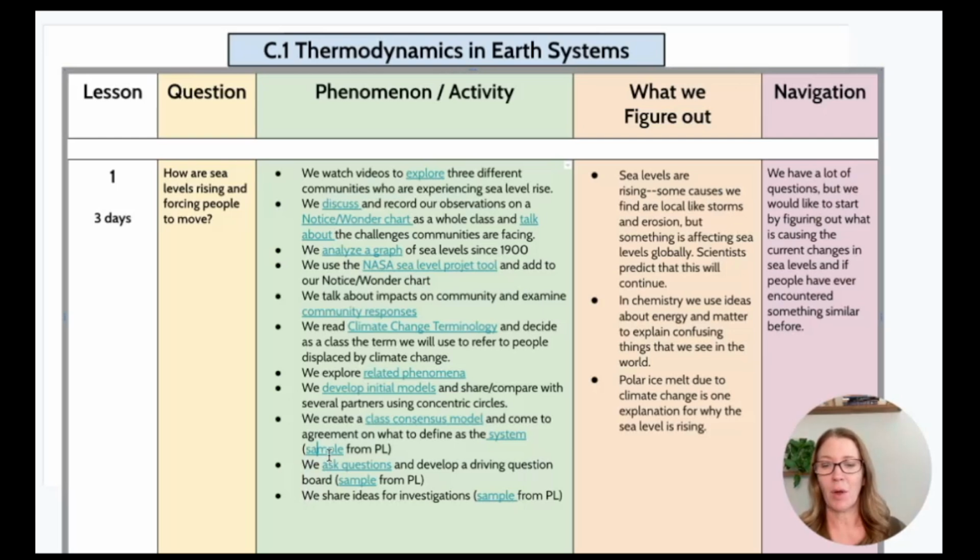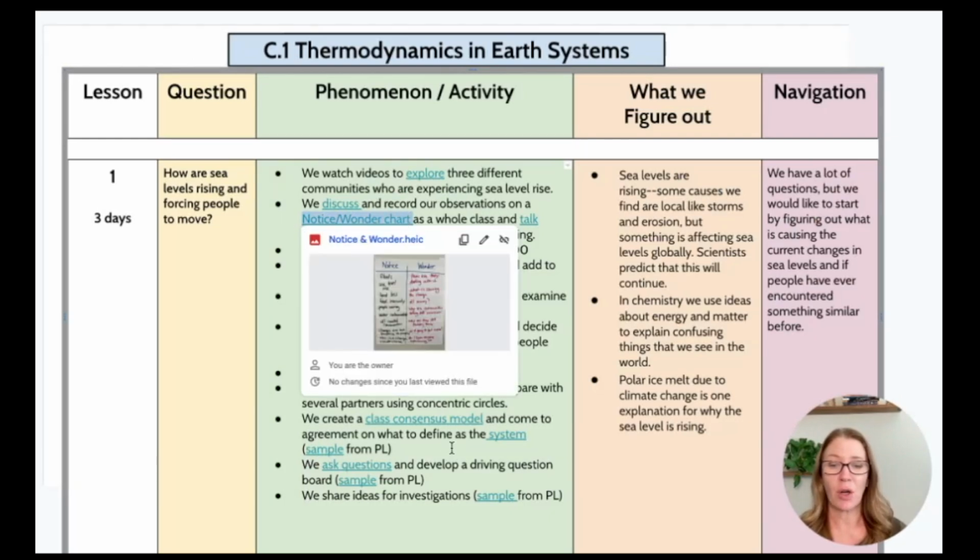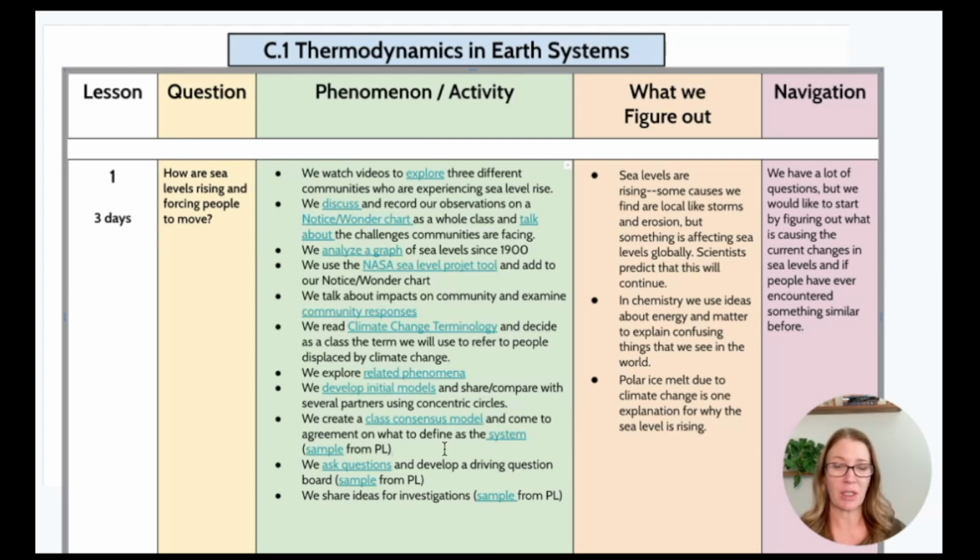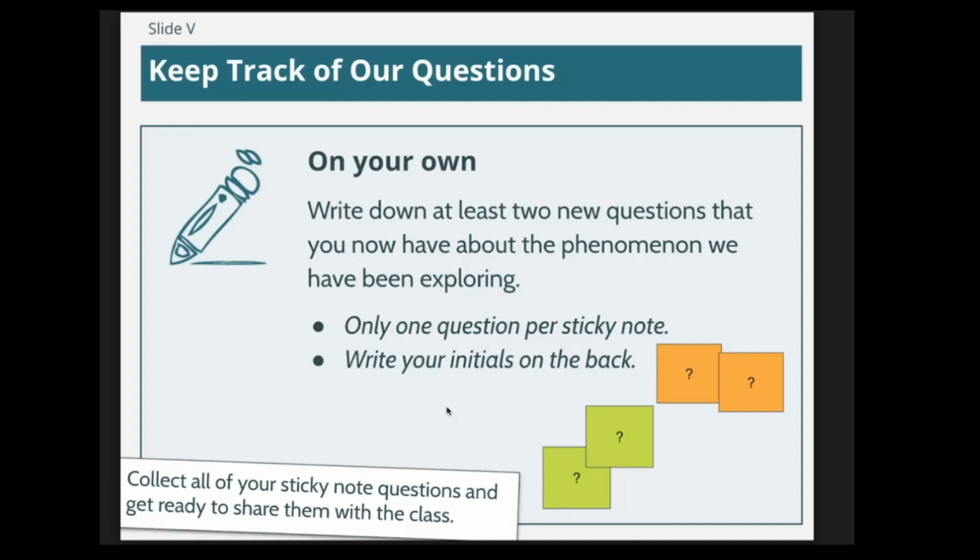Okay. We then ask some questions. Now, those questions on the consensus model are helpful. Remember, there was also a notice and wonder chart. So we look at those questions and we then write them down on sticky notes to create a driving question board. Now, I will say there's only one question per sticky note.